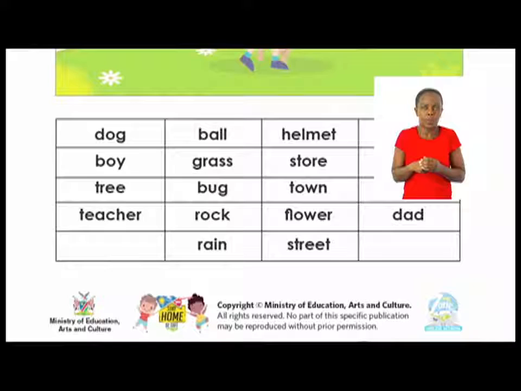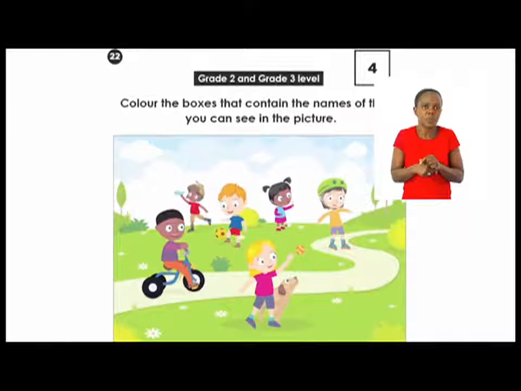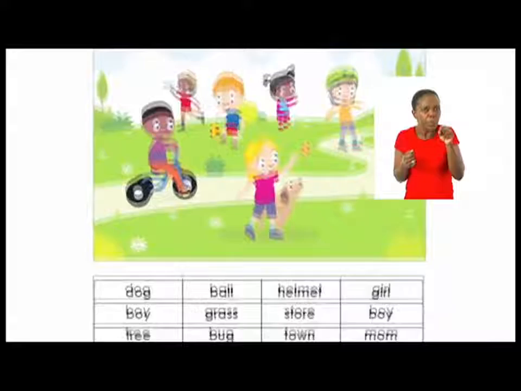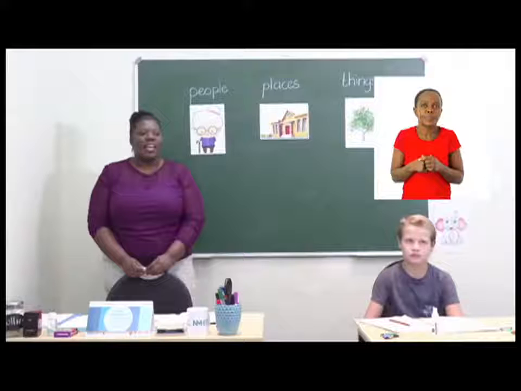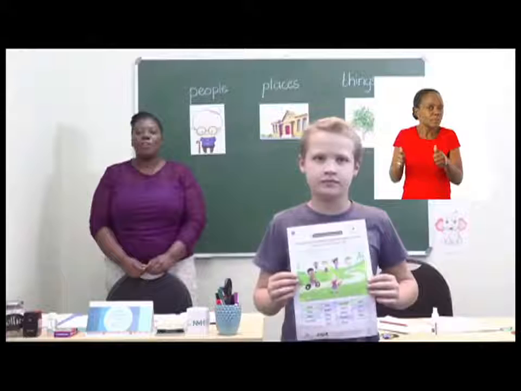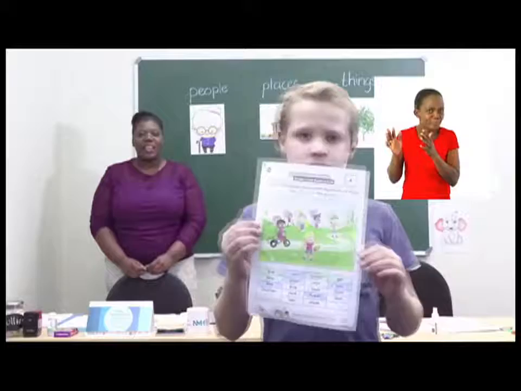Let's look at the second word. Ball. Do we see a ball there? Yes, there is a ball. Color in the word ball. Great job. My friend has finished coloring all the words that he can see. He will show you what he has done. He did a very good job. Well done. The rest of the words you can do by yourself.